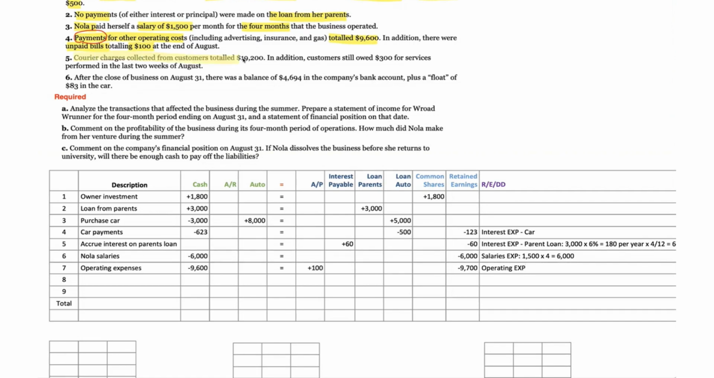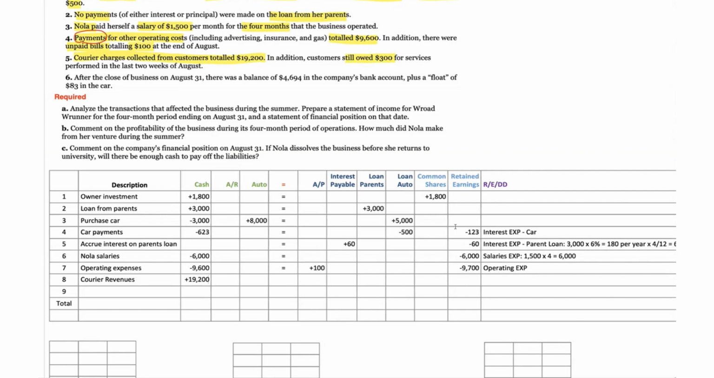Courier charges collected from customers total 19,200. And in addition, customers still owed 300 performed in the last 2 weeks. So these are basically her revenues, courier revenues. How are you going to record this in the system? 19,200 add in cash. Okay, 19,200 cash. Excellent. What else? 300 accounts receivable. Accounts receivable to be received in the future. Not balanced though. On the other hand, it should be retained earnings plus 19,500. Excellent. And we call this revenues. Now that's all that's listed here.